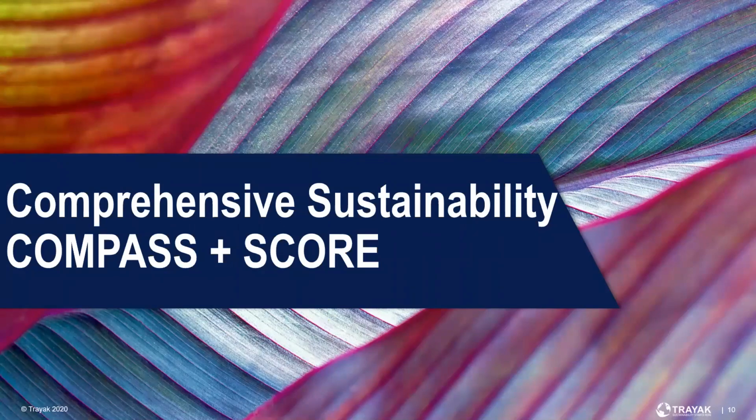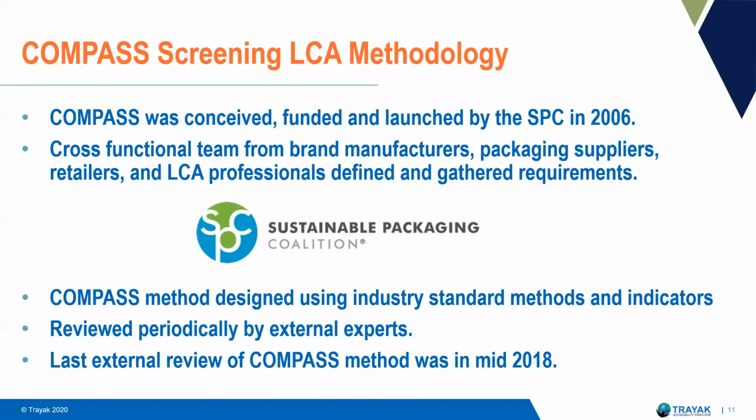Now, what do I mean by this comprehensive sustainability with Compass and Score? Before I jump right into that, I want to mention the historical significance of where Compass originated. It was actually in the year 2006 that the Sustainable Packaging Coalition put together a team to define at that point just what sustainable packaging meant. There wasn't a clear definition of it. And as they put together this team and defined it, they realized there isn't an easy tool to measure and benchmark packaging. And that's where they conceived and funded the Compass tool.